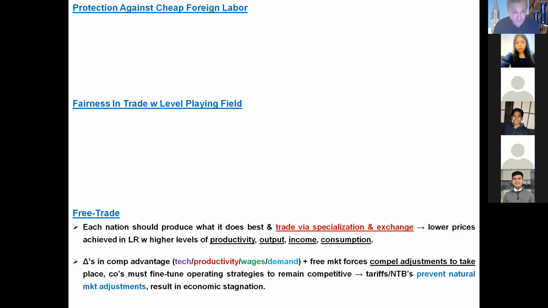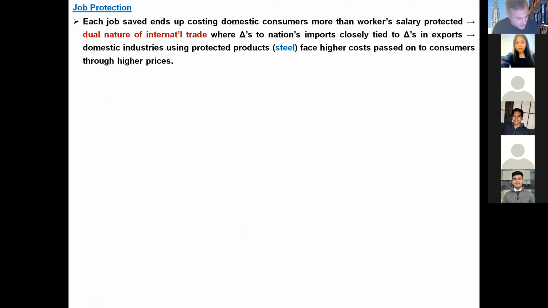And finally, we look at the argument about job protection, that those that say we need to put in place tariffs to protect jobs. Well, look what was the example we saw with the footwear tariffs. You imposed tariffs, and the result was you created some jobs. Some jobs were created, not very many, at an astronomical cost, right? So you end up costing domestic consumers infinitely more than each one of those jobs that were created or protected.